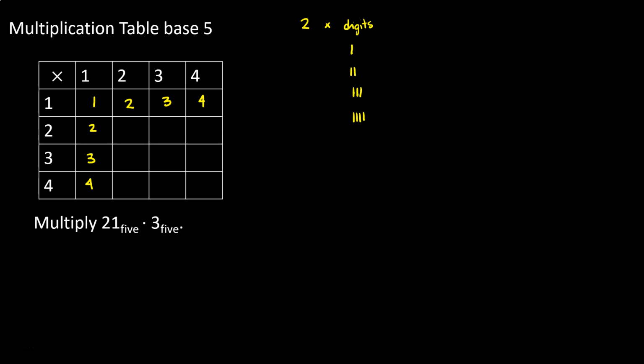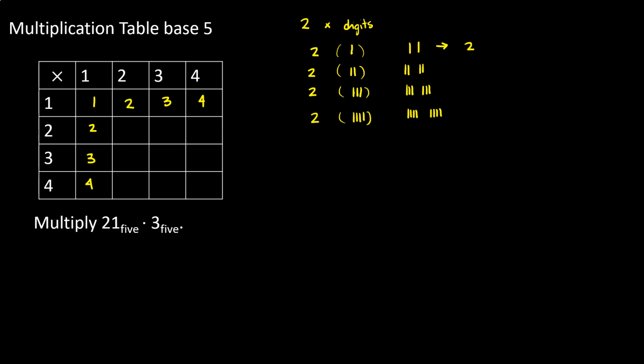Now let's look at 2 times each of our digits. 2 times each of these groups of tally marks means I need to duplicate each picture. So instead of 1 tally mark, I would have 2. Instead of 2 tally marks, I would have 2 groups of 2. 3 tally marks would turn into 2 groups of 3 tally marks, and then 4 would turn into twice as many there. And now we can count these in terms of base 5.